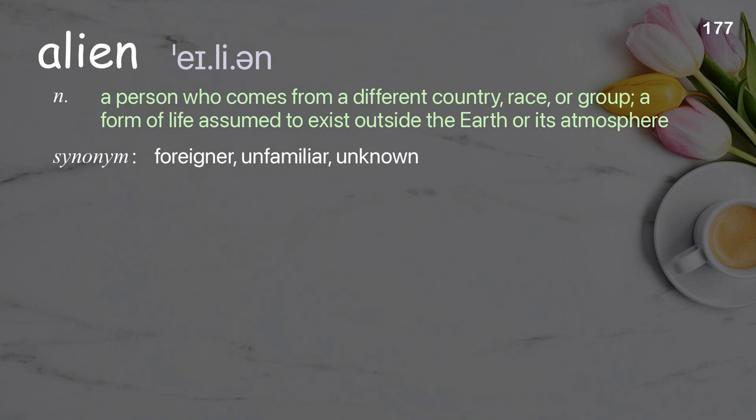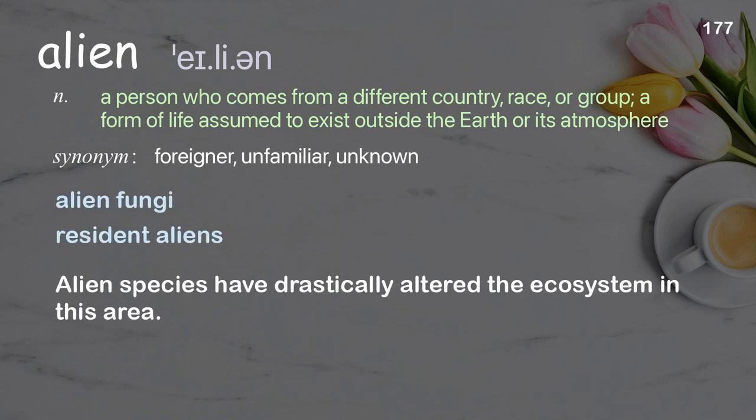Alien. A person who comes from a different country, race, or group, a form of life assumed to exist outside the Earth or its atmosphere. Examples: alien fungi, resident aliens. Alien species have drastically altered the ecosystem in this area.